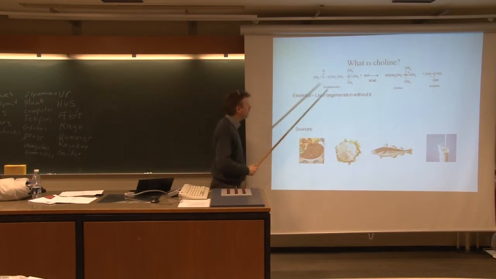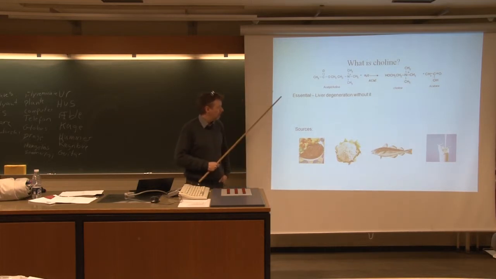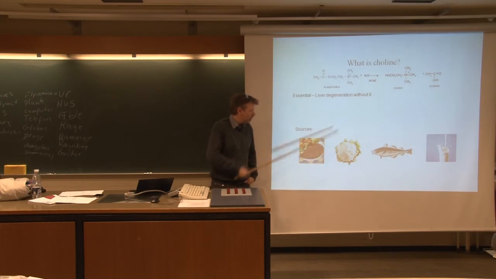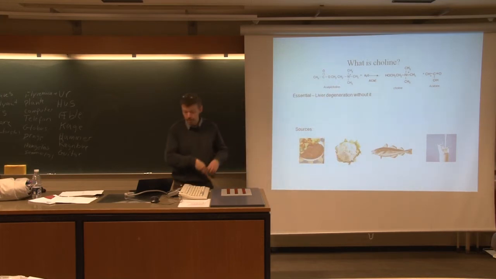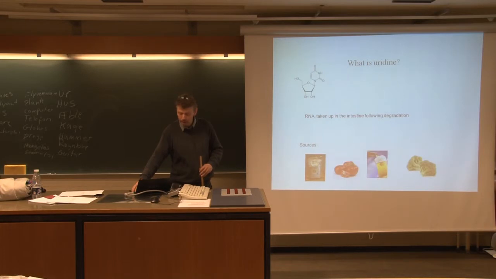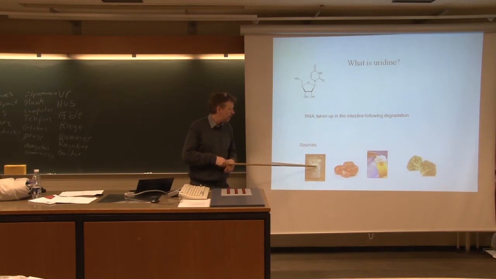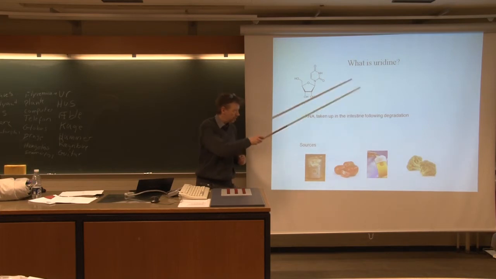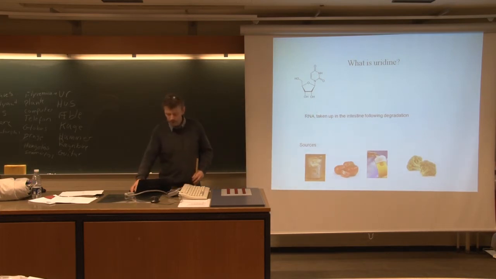So choline is also essential. Our liver will degenerate if we don't eat it. But I'm not really worried about that because there are lots of sources for it. So liver, meat of many kinds, lots of vegetables, fish, milk, many different sources for it. Uridine, I'm also not really so concerned. There are lots of sources: raw sugar, tomatoes, yeast in beer, broccoli, lots of vegetables. So we're probably getting enough uridine and choline.